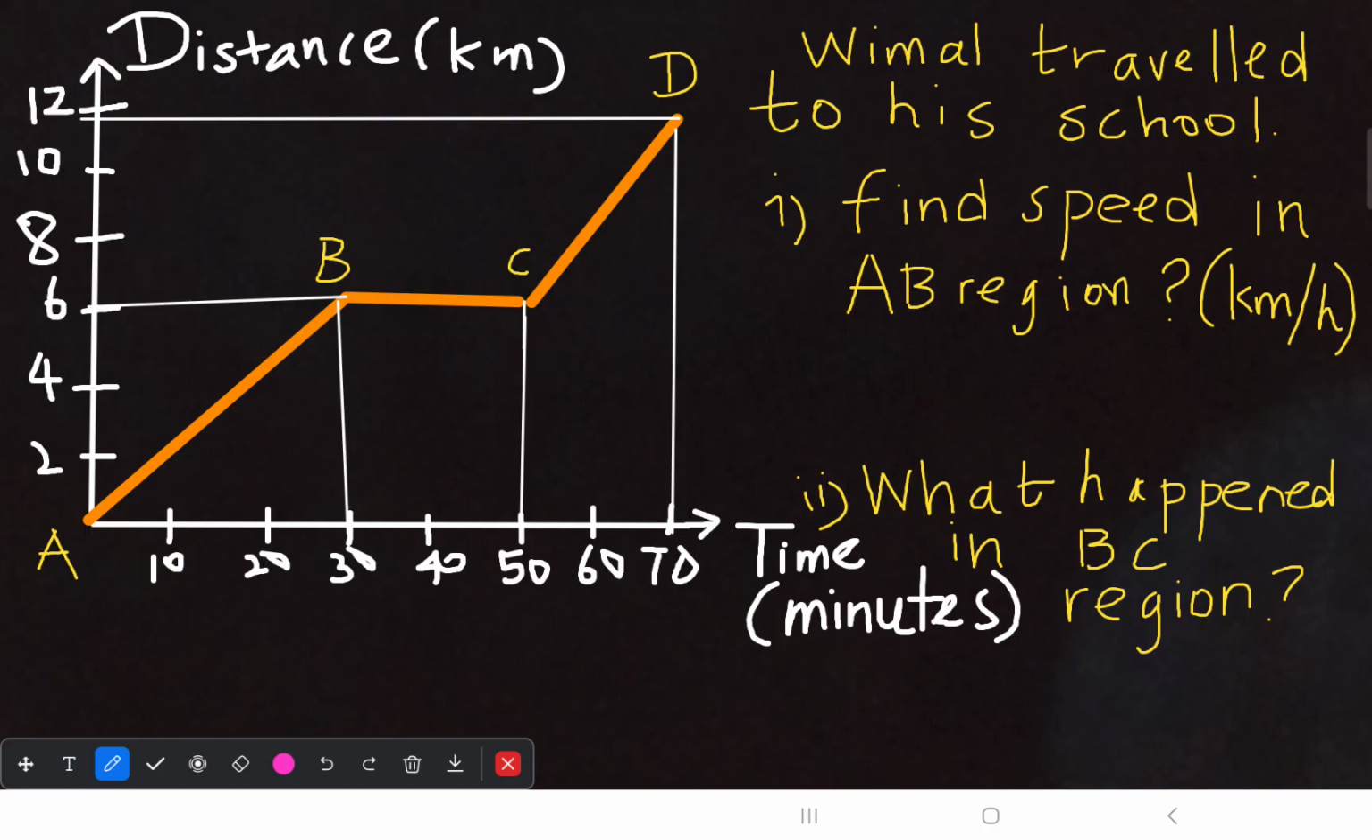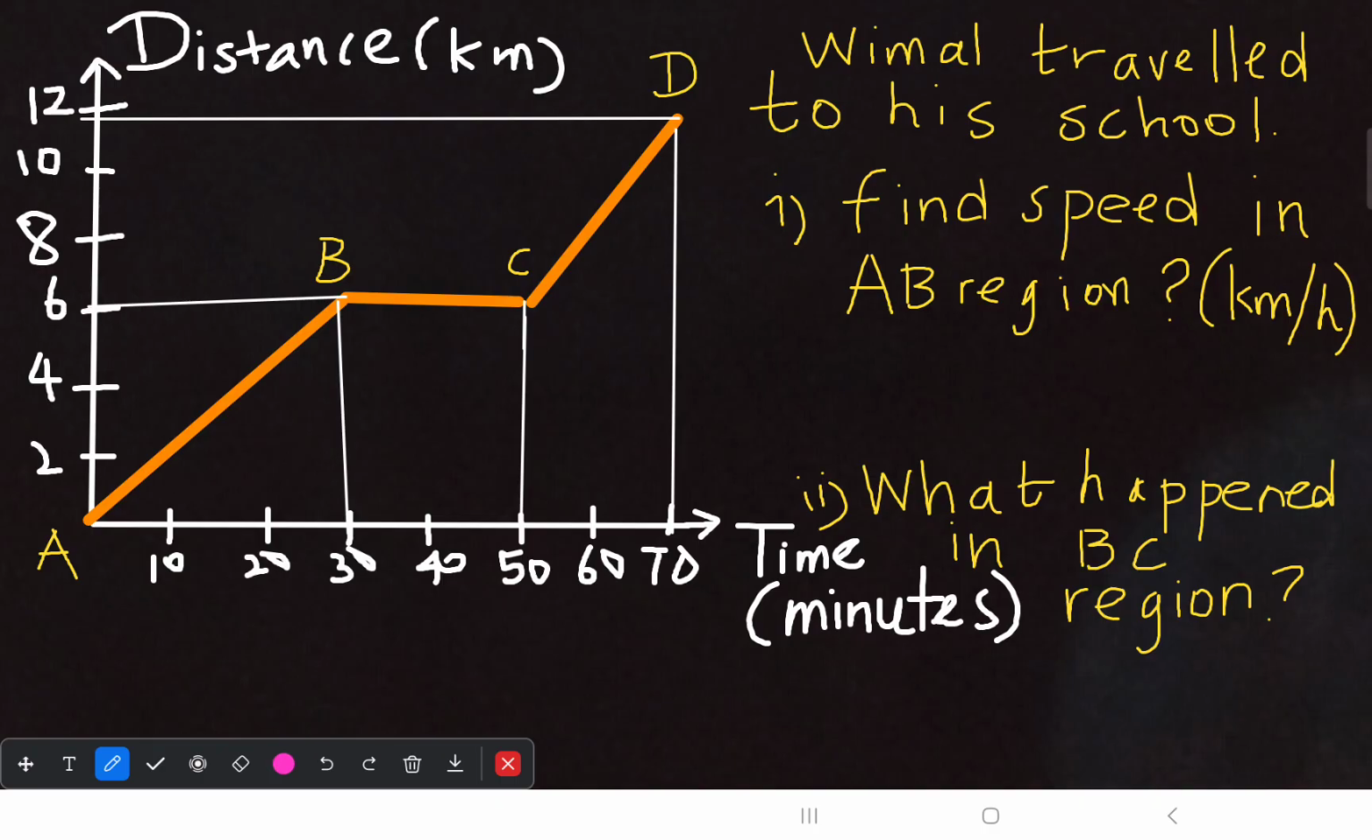Before starting to do this question, you should analyze this question. Starting from his home, he traveled with a speed. Then something happened for him. Then afterwards he also traveled to reach his school. Find speed in AB region.